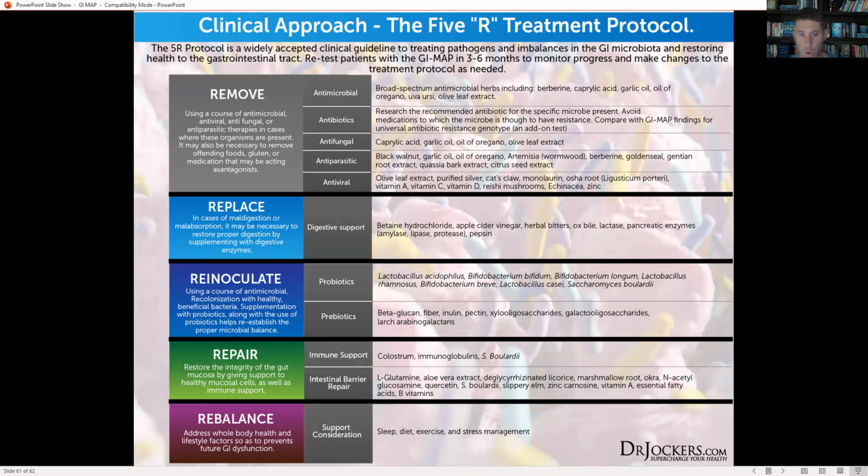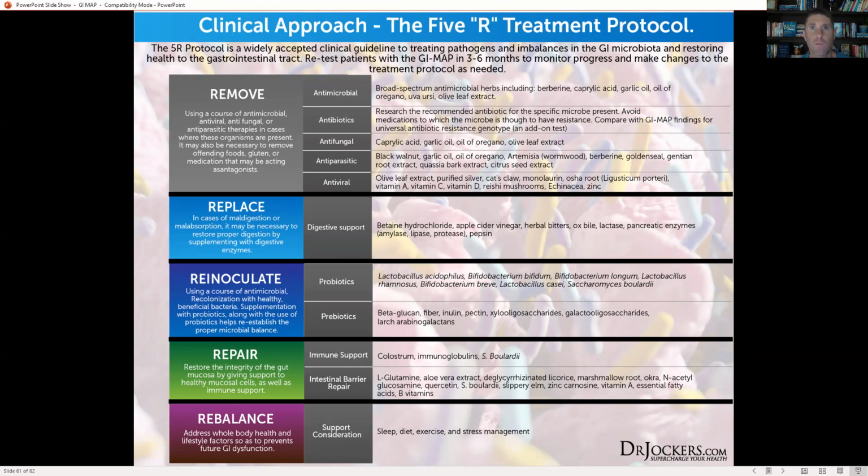So again, back to the 5 R's, like I talked about earlier: you remove, replace, reinoculate, repair, and rebalance. And sometimes you have to go around. If somebody's not super symptomatic, we might try probiotics first, right? And if they don't seem to be getting any change with that, we might add in some digestive support. And if still not seeing any change, then we may do some repair. And if we're still not seeing any change, we might do the remove category, take out the reinoculate, do the remove, and then go back to reinoculate.